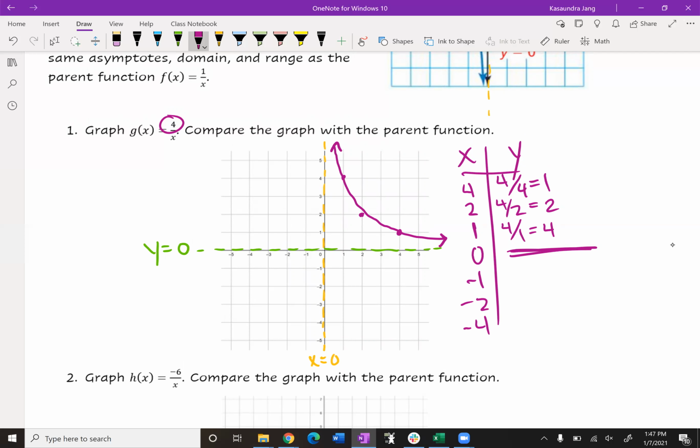Let's see here. Chase, will you plug in the -1? Alani, will you plug in the -2? And Landon, will you plug in the -4? Just let me know what you got.